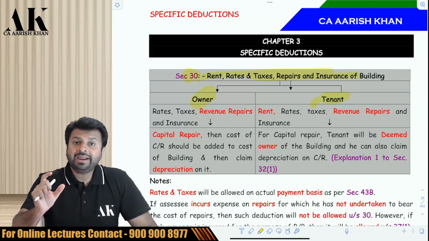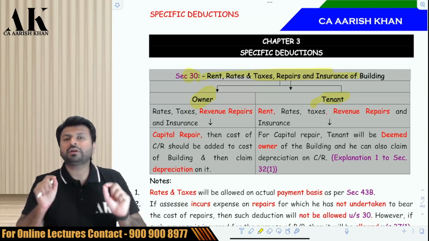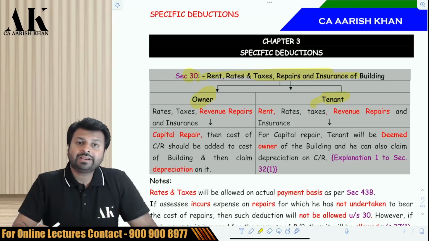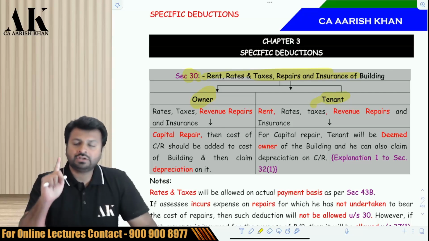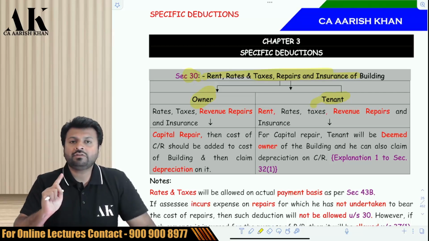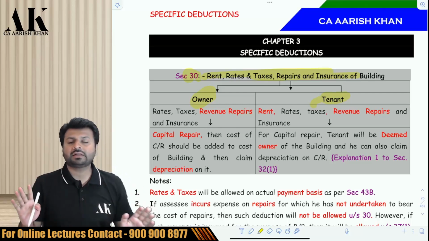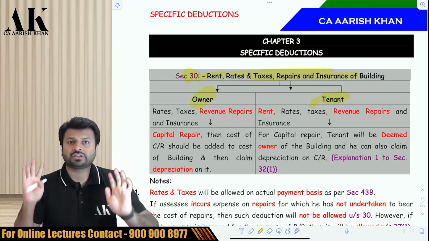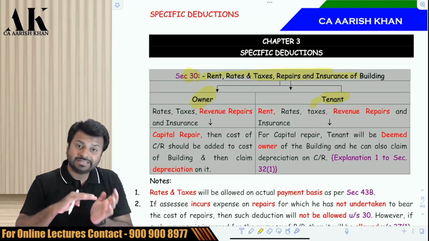Third thing, deduction of repairs. Now, this is an important point in this particular section. How will we get the deduction of repairs? You will only get, whether you are a tenant or you are an owner, it doesn't matter, the deduction of repair if it is a revenue repair. Only revenue repairs are allowed as deduction. Capital repairs are not allowed as deduction under this section. Okay. It might be allowed as deduction under some other section.